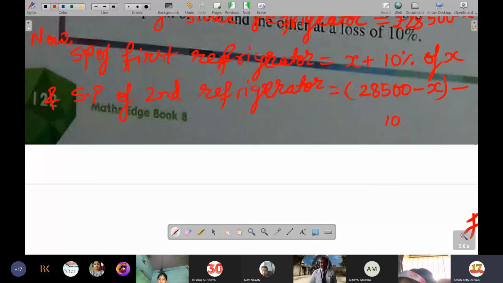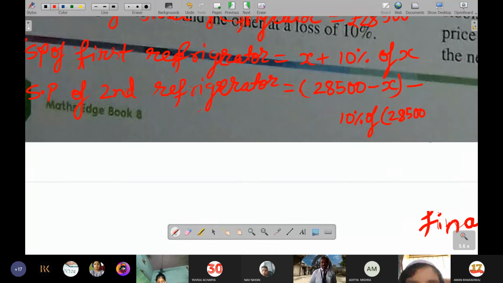Sir, can you solve without variable also? No, one variable we have to take. Sir, but I have solved and got the answer. You can send the page then. Okay, I'll watch how you have solved. Okay, sir.